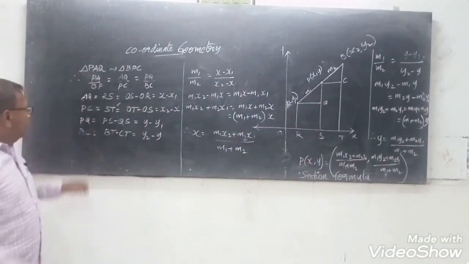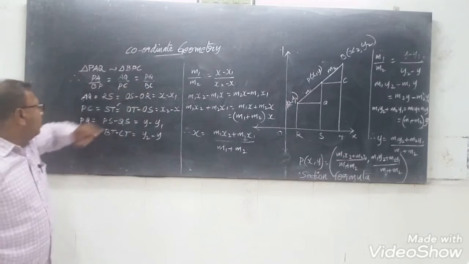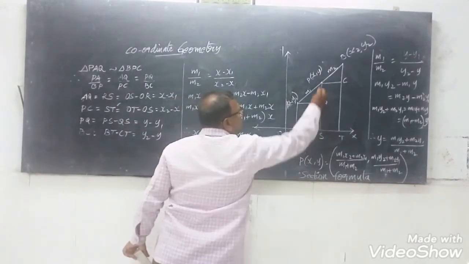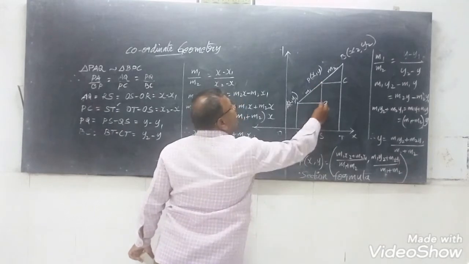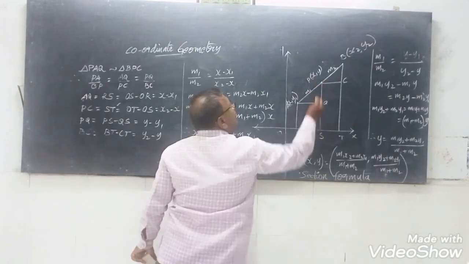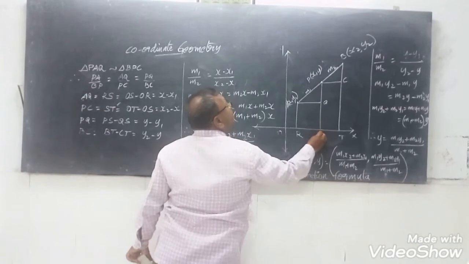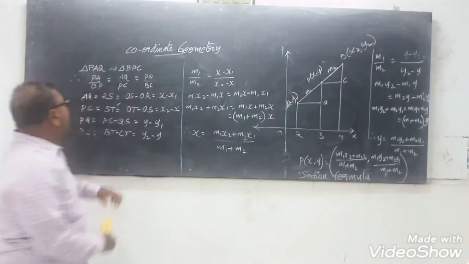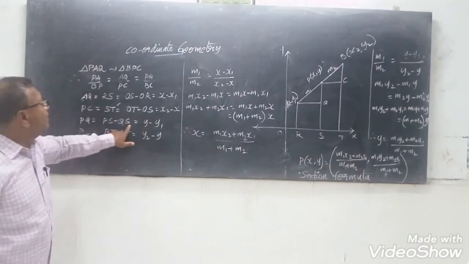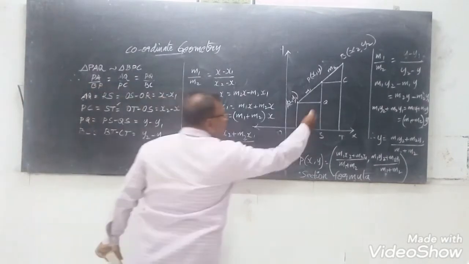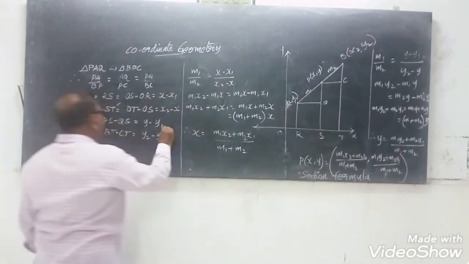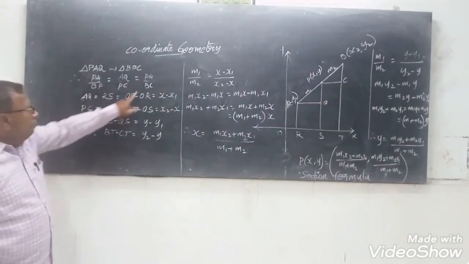Similarly, PQ, this part, is equal to PS minus QS. So PS is y, minus QS, which is y1. Here this point is y1. So y minus y1.